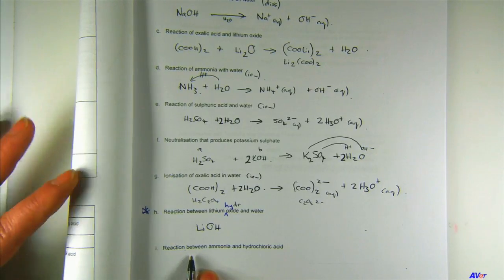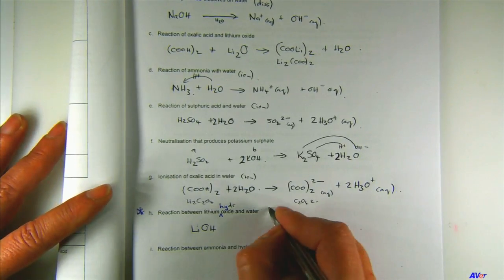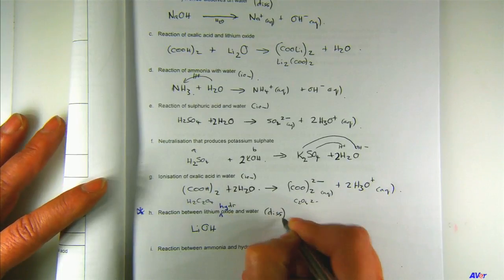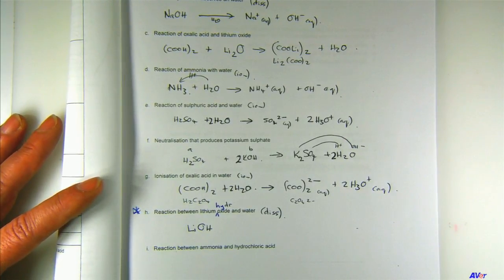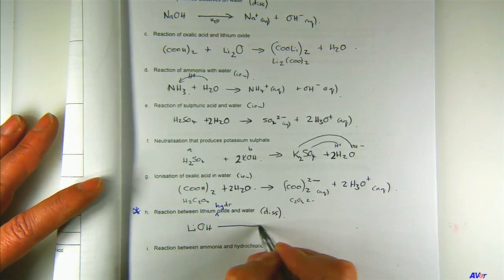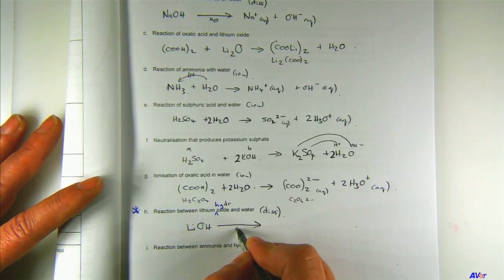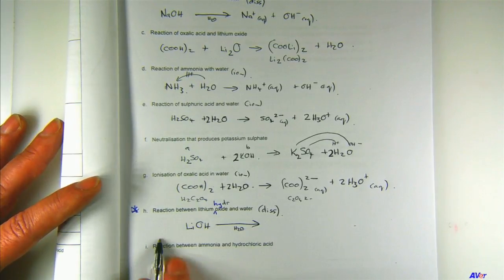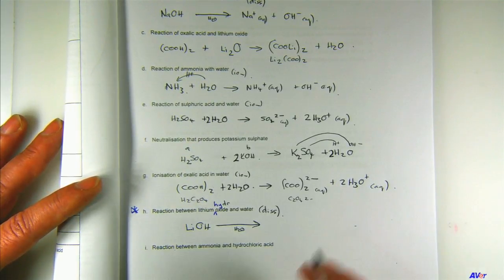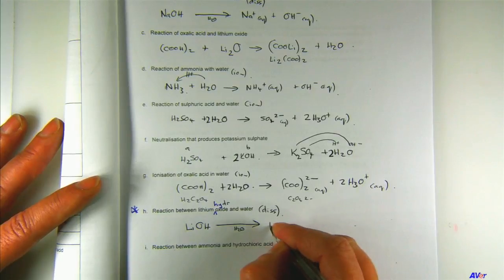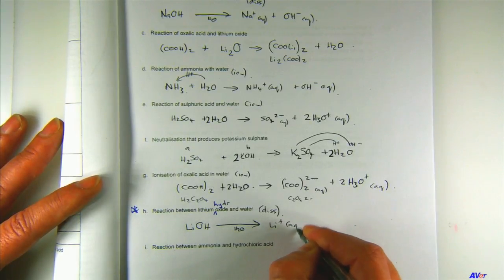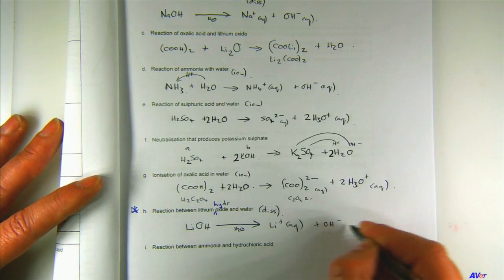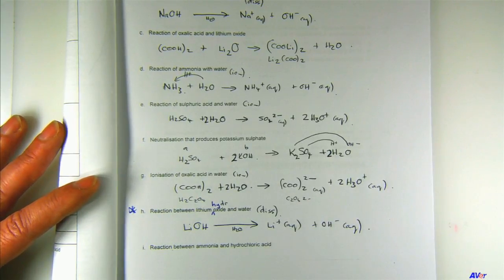And what do we know about bases? Bases are going to dissociate except NH3, right? So if it's going to dissociate, don't put water in the equation. It's not going to react with the water. It's already got ions over there. It's just going to go apart. So the lithium is going to one side and the hydroxide is going the other way.